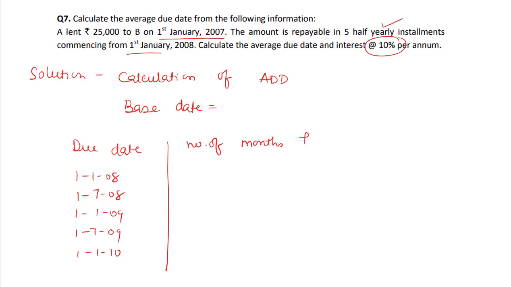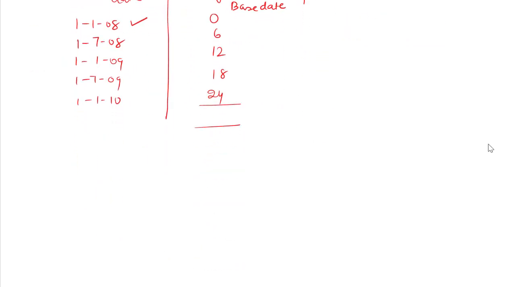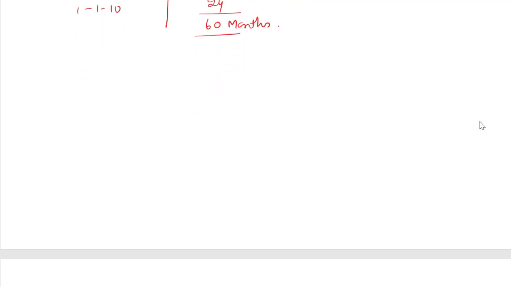Number of months from base date. This is the base date. So 0 months, 6 months, 12 months, 18 months, 24 months. Do the total of the months, 60 months. This question could be done in days also, but it would be easier if you do it in months.